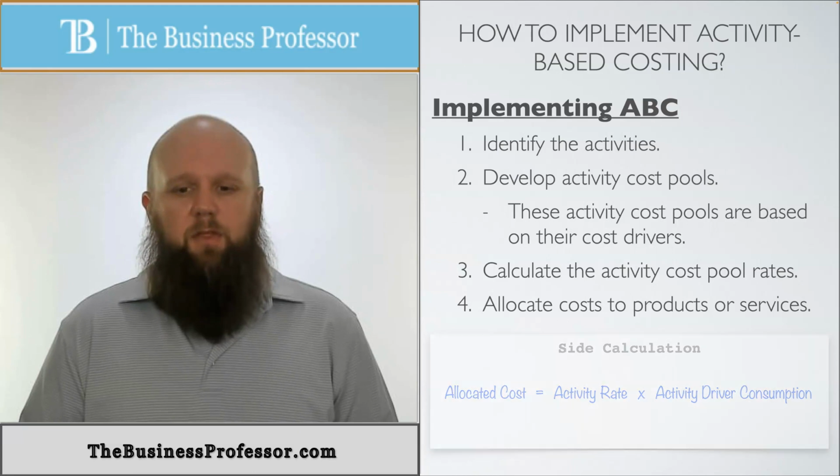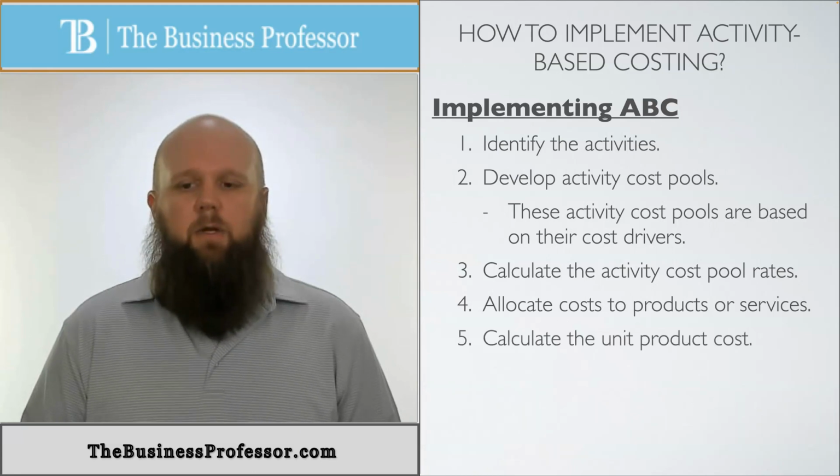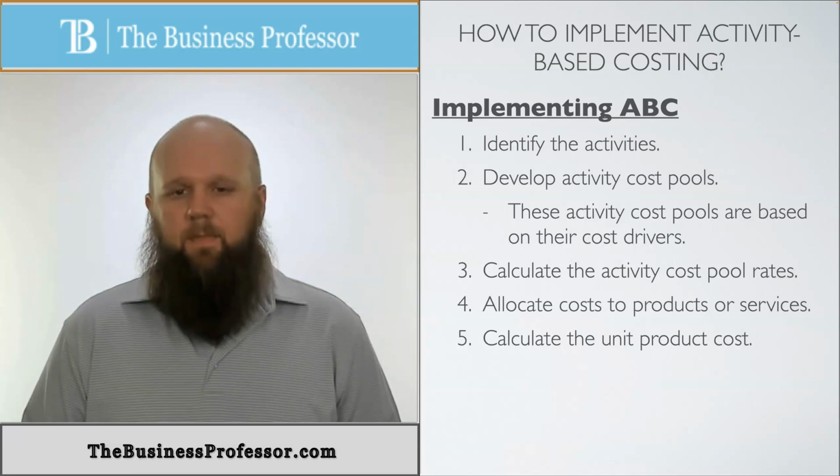And then finally, the 5th one is that we're going to calculate the unit product cost. And that includes, again, the direct material, the direct labor, and manufacturing overhead. These are your 5 steps when it comes to implementing ABC.